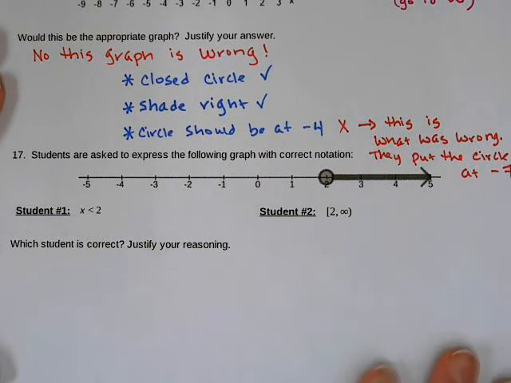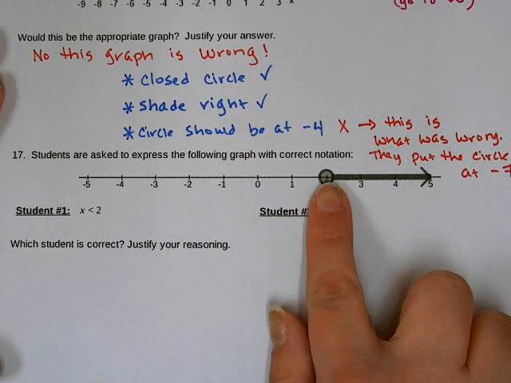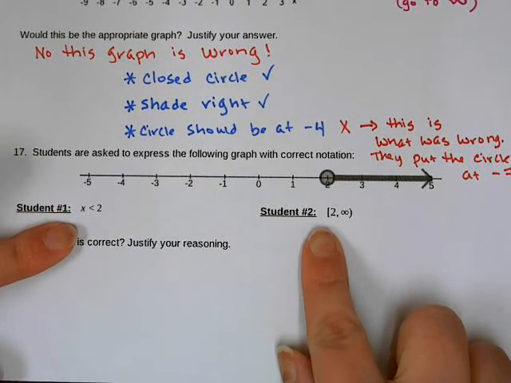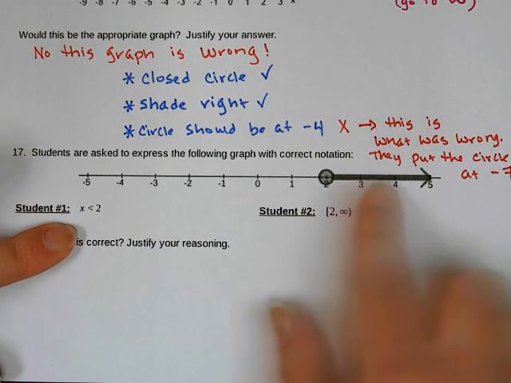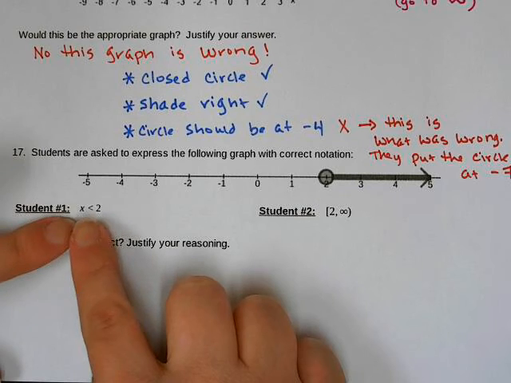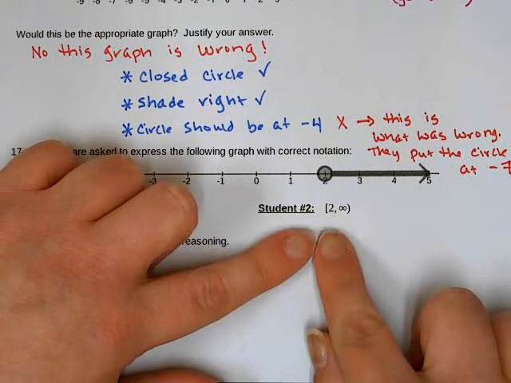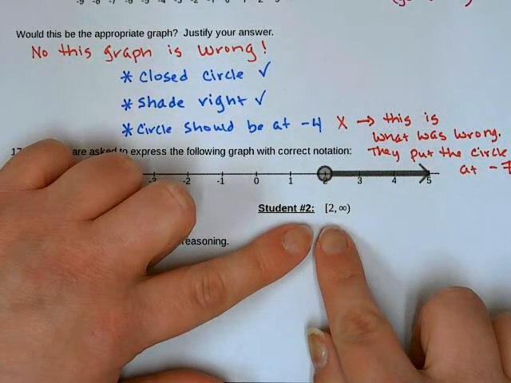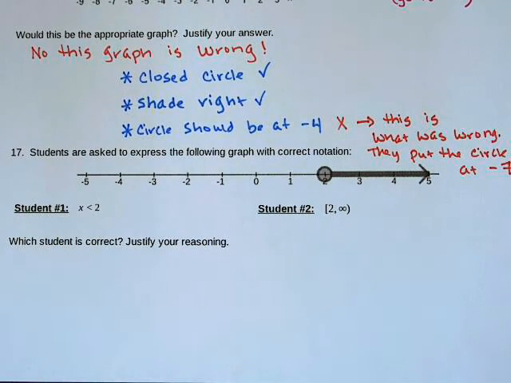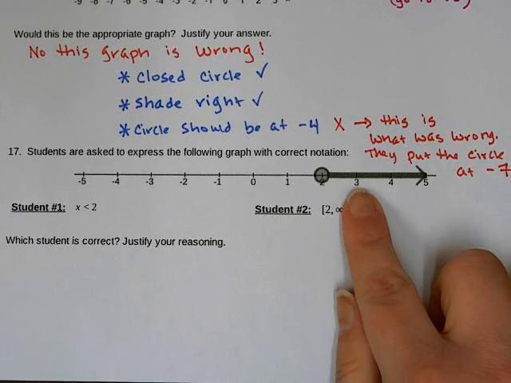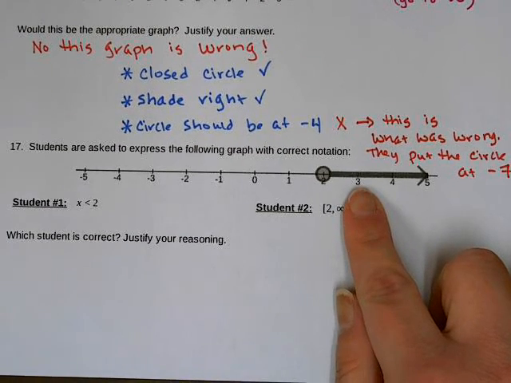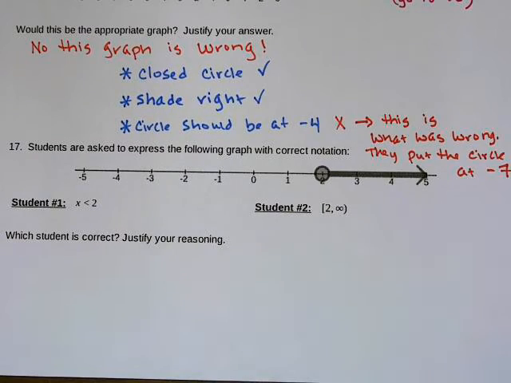So now we're given this graph and we need to decide if student 1 or if student 2 is correct. So we were given a graph. Student 1 decided to make an inequality and student 2 decided to make an interval notation. So we have to decide which student is correct. In order to do that, I would look at the graph myself and try to decide what it is that I know about this graph.